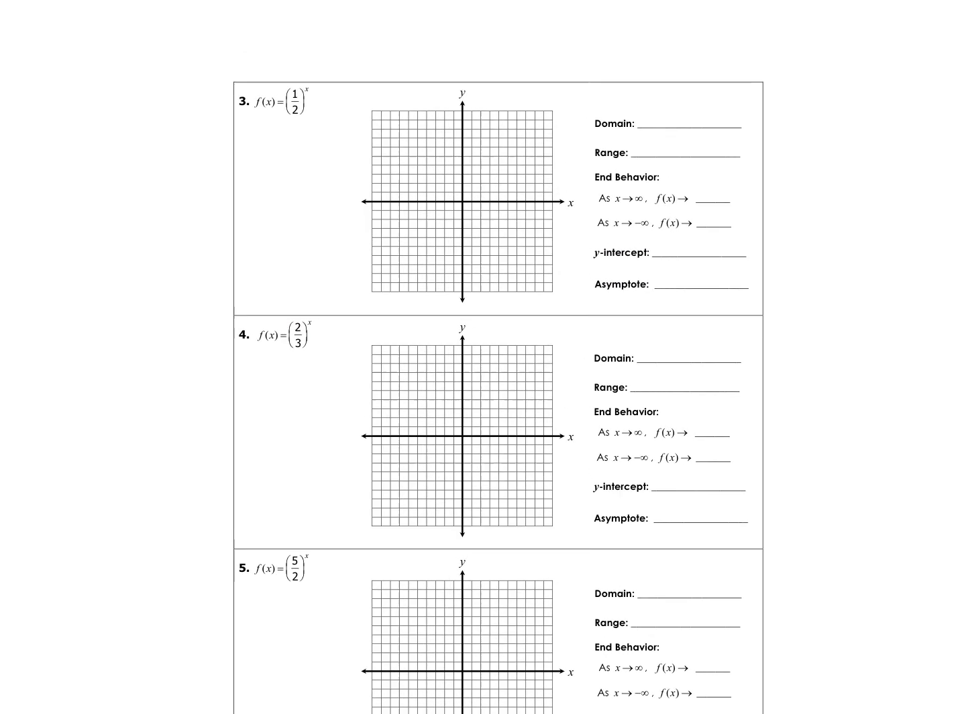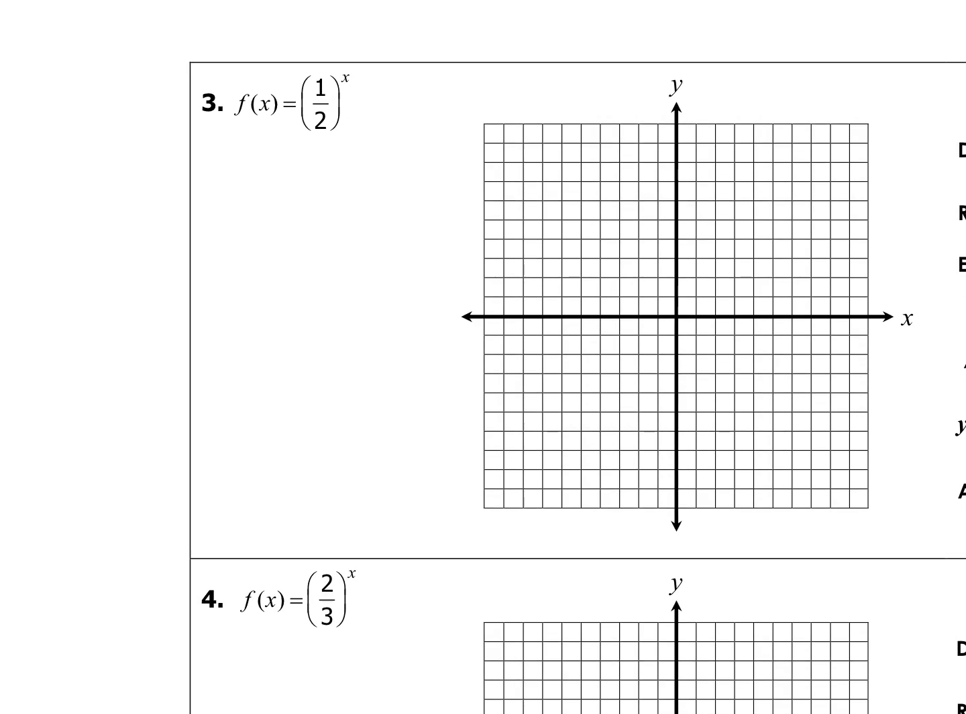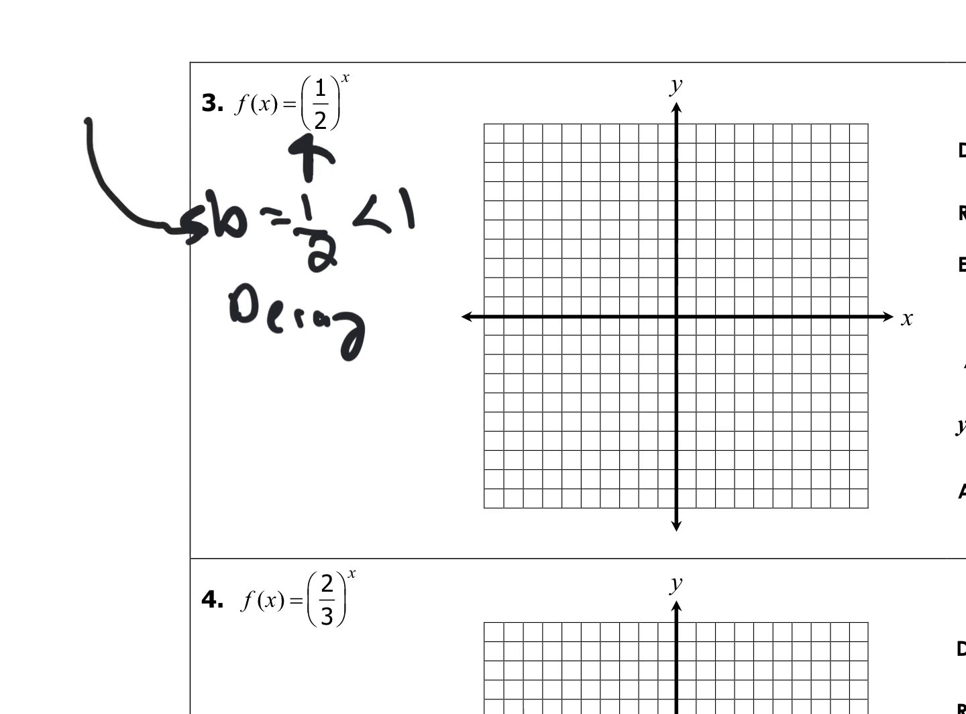Right, let's move to number 3. Now, number 3, this base right here, at the base of the parent function, is considered the B number, and it is equal to 1/3, 1/2, less than 1. That makes it a decay. That's different than the two growths that we just had. So a decay is going to be falling, okay? And we're going to do the same kind of table.